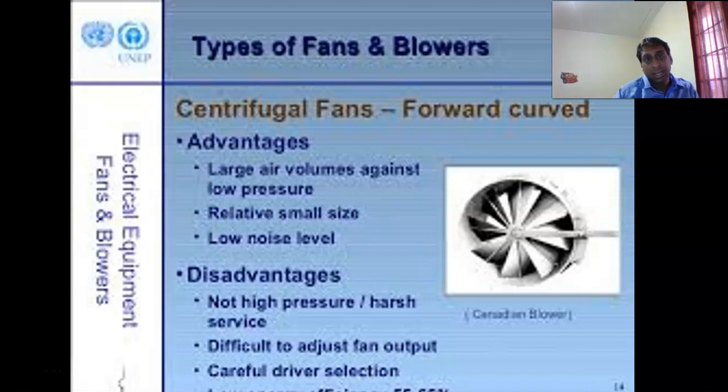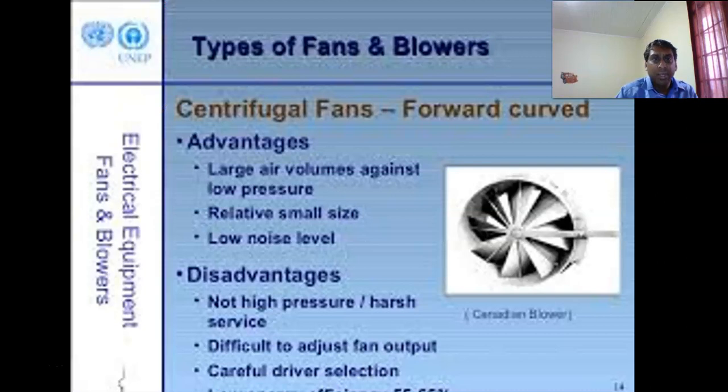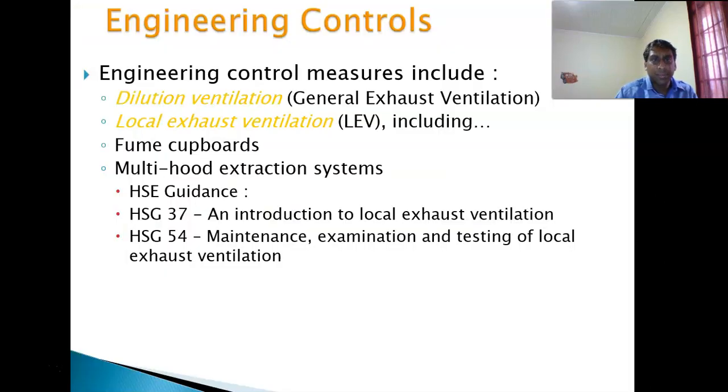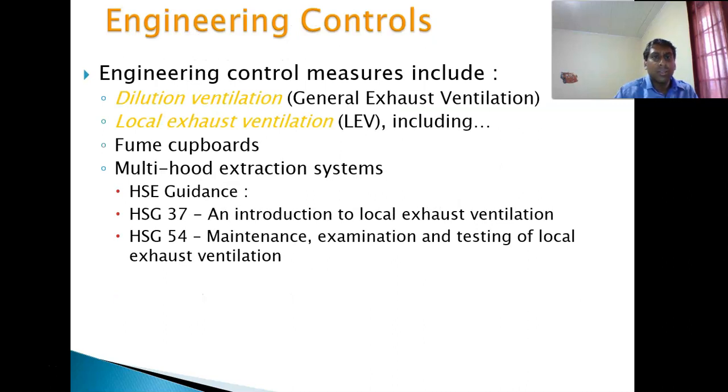Engineering controls measures include dilute ventilation, local exhaust ventilation, guidance here, HSG 37, HSG 54. Looking at the further reading material that you'll need to get as well. Right. Moving along, factors to reduce the LEV effectiveness. So we mentioned some of this before.